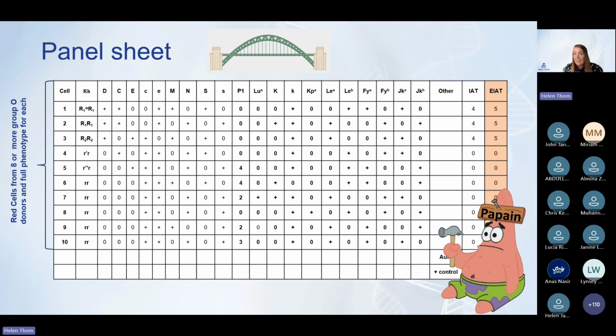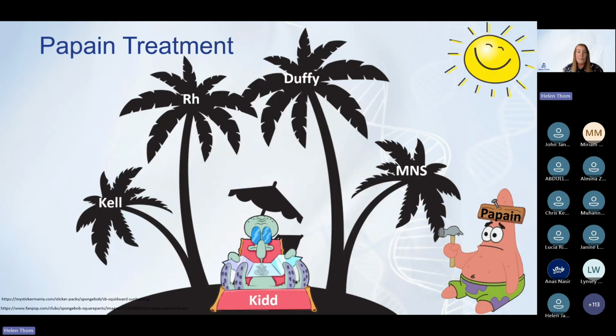Now, for me, the best way to think about enzyme is, you'll learn that I have a bit of a thing for SpongeBob. I do like SpongeBob. So I'm looking at Patrick here. And if you think of your enzyme panels, if Patrick was to come along, he's going to take some of those antigens away. So you might hear that antigens can be sensitive to papain. I just got this picture here to demonstrate how this works.